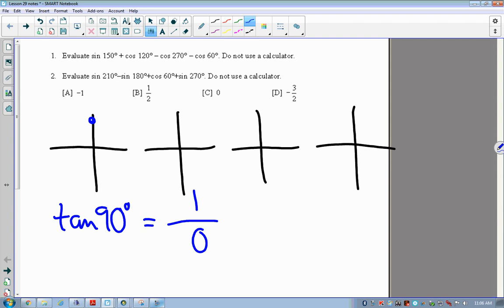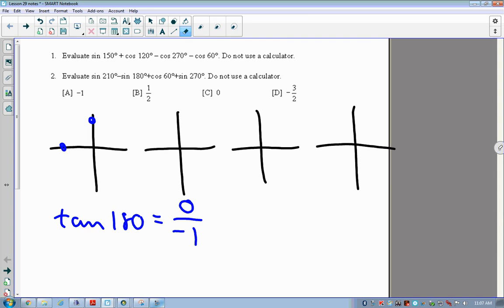Error or undefined, can't do it. So tangent on any axis is probably going to be 0 or error, because let's say we went with 180. Tangent 180 here. Well, the x-axis on that, that would be 0 divided by -1, right? So you get 0. But that's your only two options with tangent on an axis: either 0 or error.